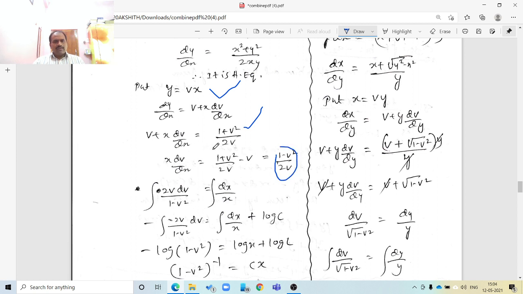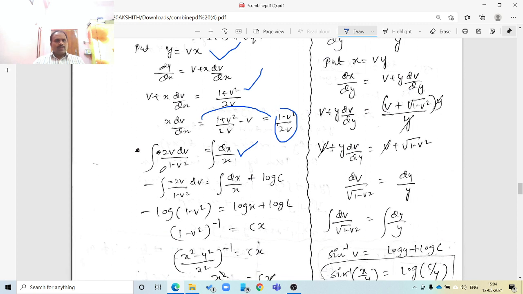Again, it is the variable separable method. The problem comes under the variable separable method. Therefore, you write v terms with dv and x terms with dx. Then you have to take the integration. So this is 1 minus v square, whose derivative is minus 2v. Therefore, you multiply by a minus sign. This is dx by x plus log c.